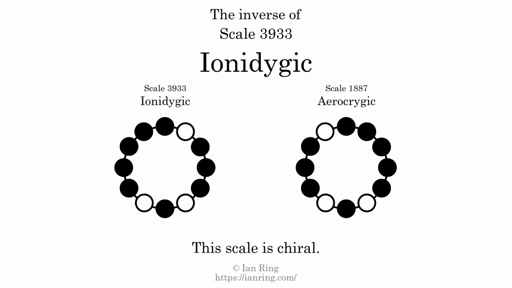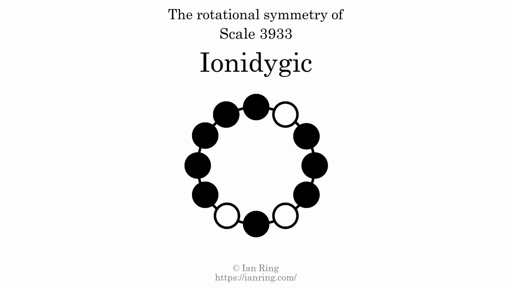The inverse of a scale is a mirror image. It is what you get when the sequence of intervals is reversed. The inverse of this scale is scale 1887, also known as Ionidygic. This scale is chiral. It cannot transform into its inverse by rotational transformation. This scale has no rotational symmetry.